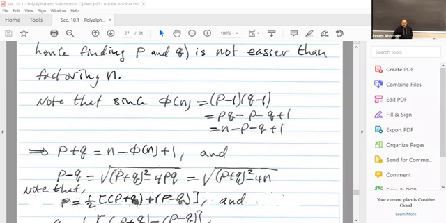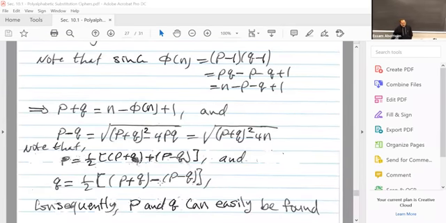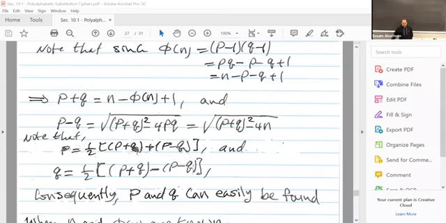And we can also use that little trick to write P minus Q as the square root of (P plus Q) squared minus 4PQ, or this is the same as the square root of (P plus Q) squared minus 4N. Also, it's not hard to see that P is nothing but 1/2 the sum of (P plus Q) plus (P minus Q). Q cancels out and you get 2P, so you get P. And also Q we can write in terms of P plus Q and P minus Q.